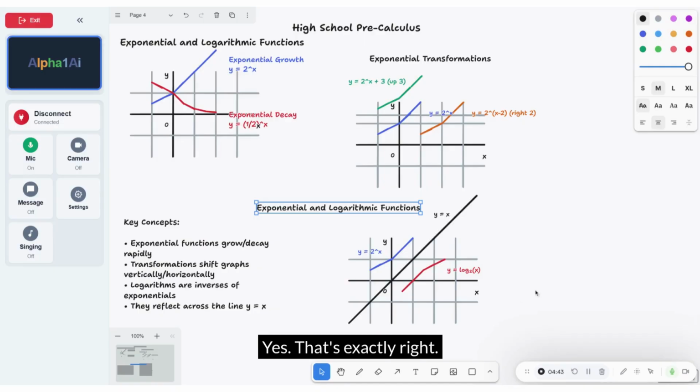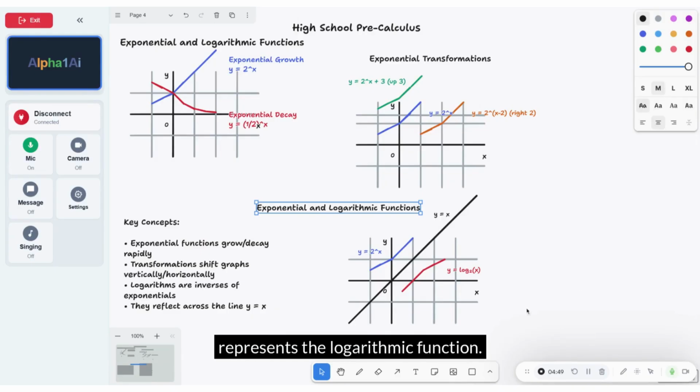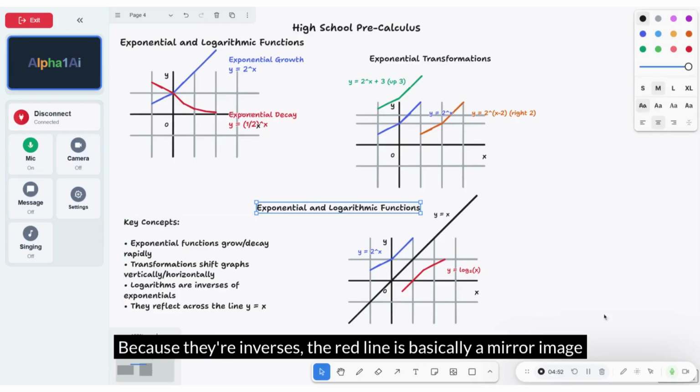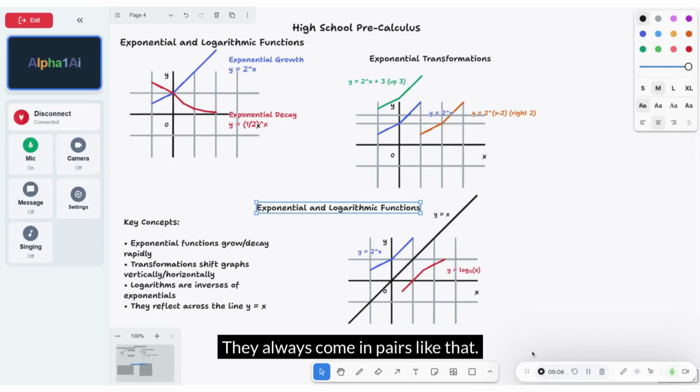Yes, that's exactly right. The blue line represents the exponential function and the red line represents the logarithmic function. Because they're inverses, the red line is basically a mirror image of the blue line across that diagonal line y equals x. It's safe to say that whenever we have an exponential line, its inverse will be a logarithmic line. They always come in pairs like that. Perfect. Thank you.